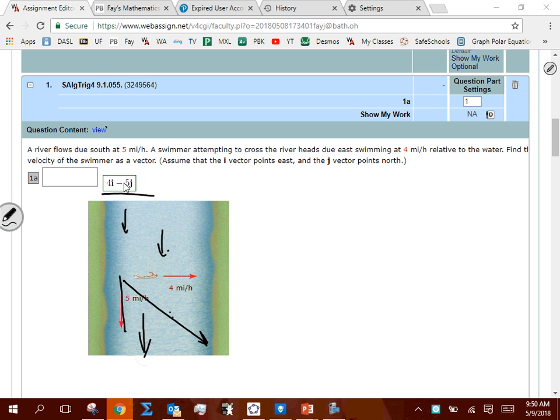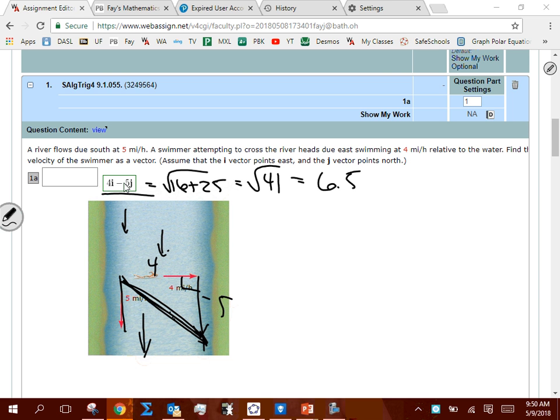okay. There's the 4, there's the negative 5. How do I find the length of that vector? Okay. So it's 16 plus 25, root 41, a little bit bigger than 6, a little bit smaller, and it says about 6.5-ish. Okay. Somewhere in that ballpark, I would think.